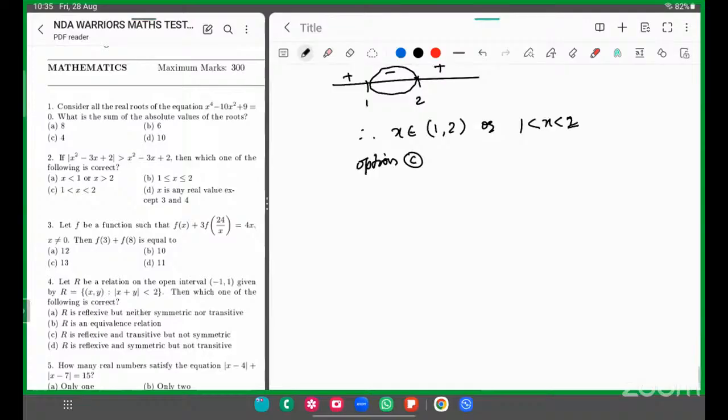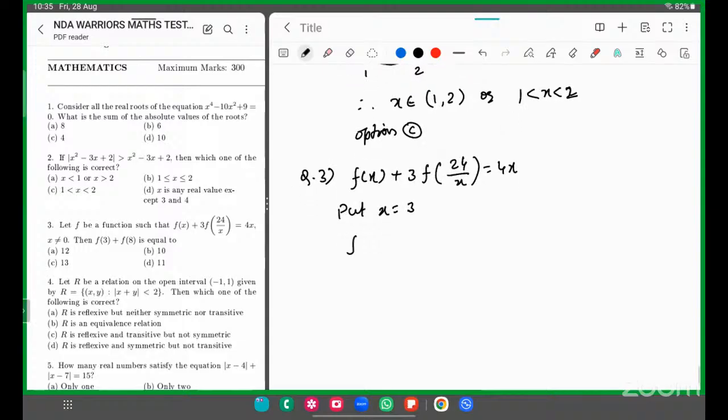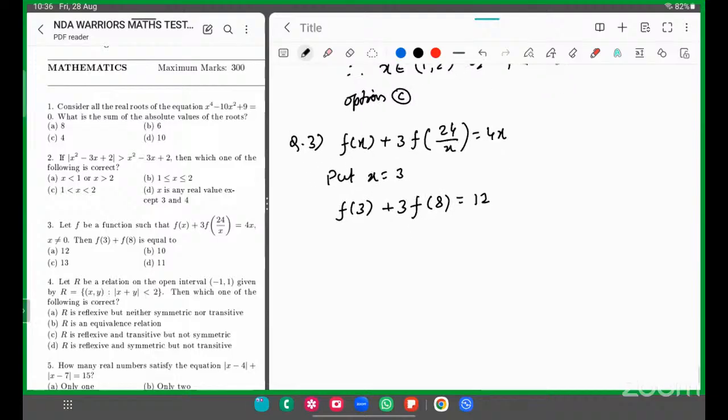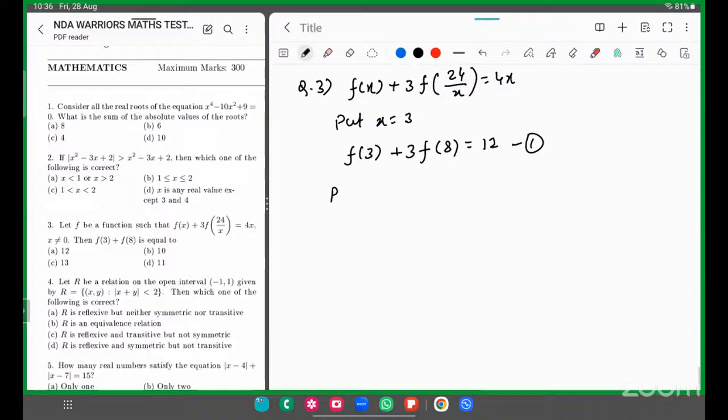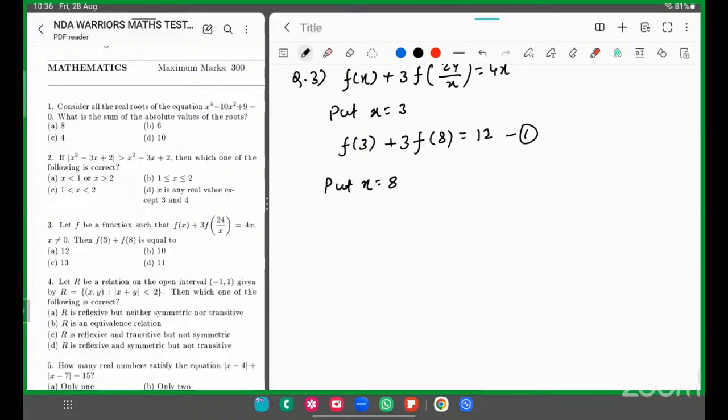See, they have given the values as f of x plus 3 times f of 24 by x equal to 4x. So put x equal to 3 first. When you put the value of 3, you are going to get f of 3 plus 3 f of 24 by 3, which is 8, equal to 4 into 3, 12. Okay, fine. This you can take as the first equation. Second, if you put the value of x equal to 8 in the above expression, what are we going to get?